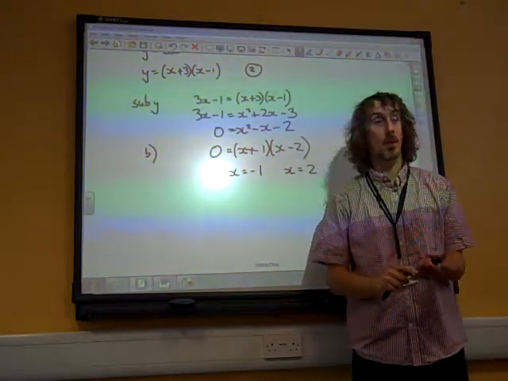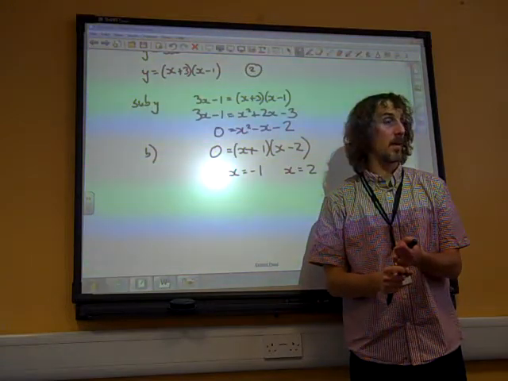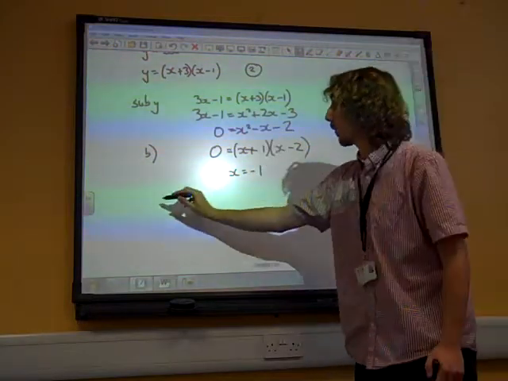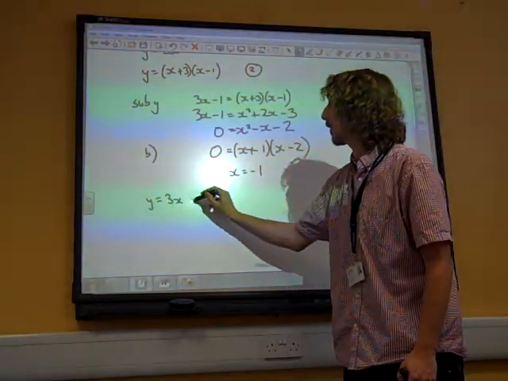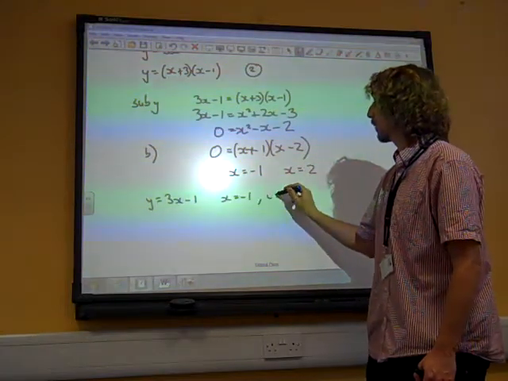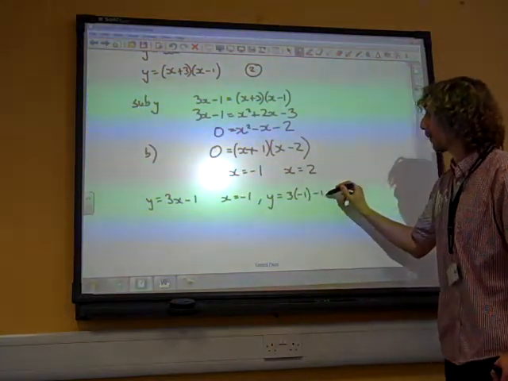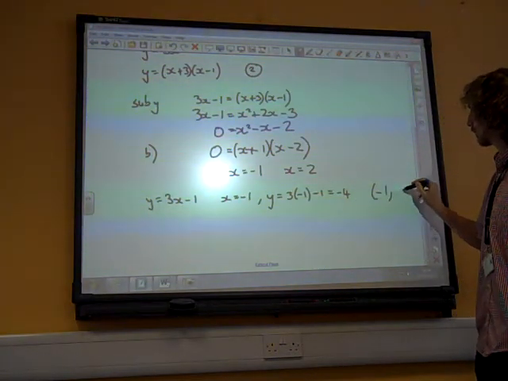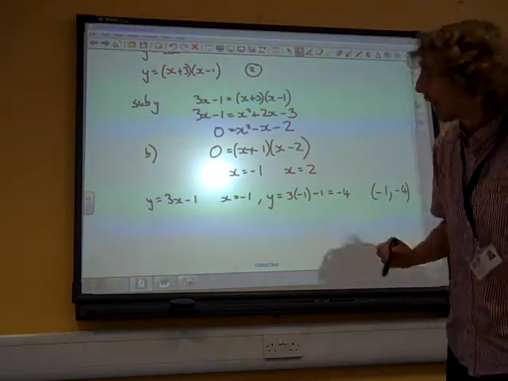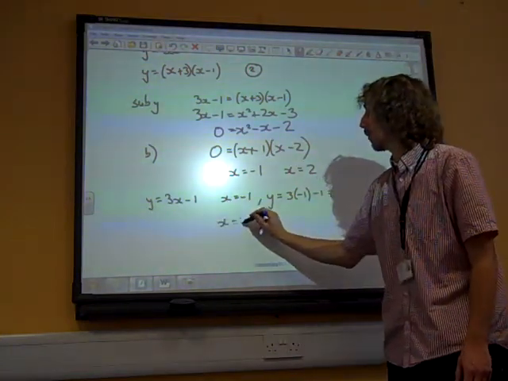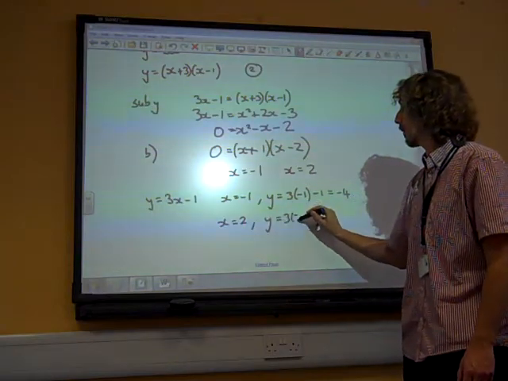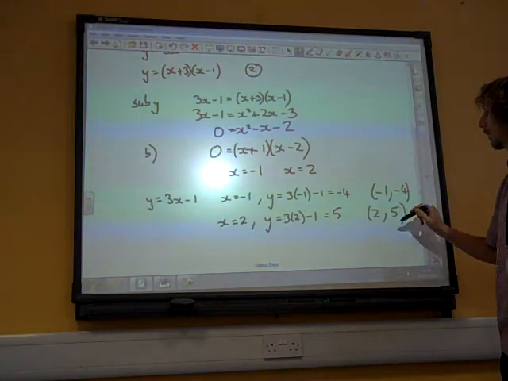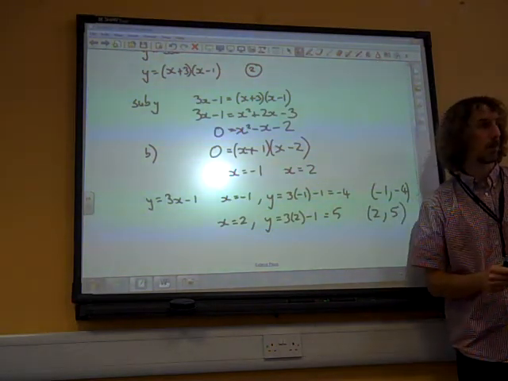But of course, this asked us for the coordinates where the lines intersect. So we have to find the y value that goes with it. So we sub minus 1 into, remember our y equation was 3x minus 1. So if x is minus 1, y is 3 times minus 1 minus 1, which is negative 4. So that's one of our points. And the other one, if x is 2, y is 3 times 2 minus 1, which gives us 5, which gives us 2, 5 as the other point. There we go.